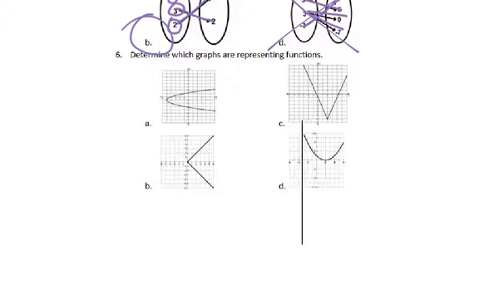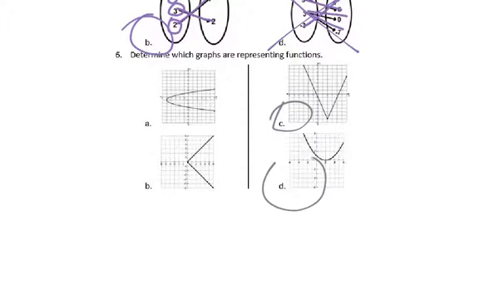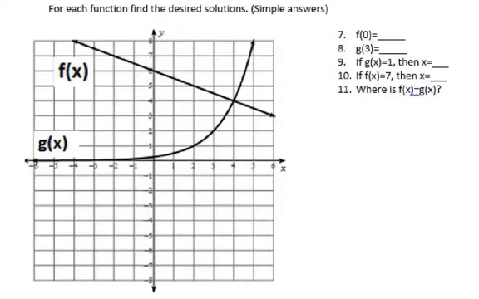Whereas look at D. Run it across. It's only touching once. Look at C. Run it across. It's only touching once. That's what makes them a function or not with graphs. So function, function, not, not. That's the vertical line test.